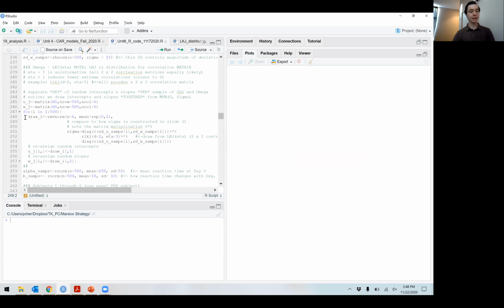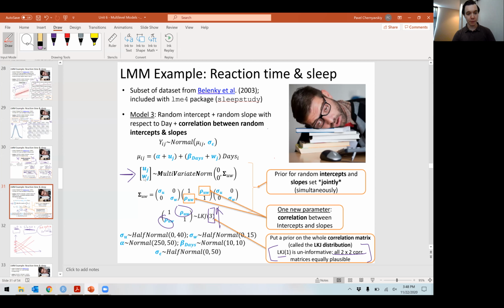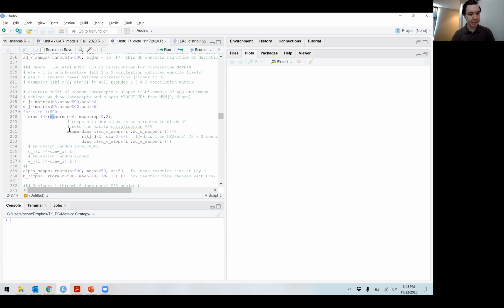So I'm still going to make a draw of 6, right? I'm doing this for 6 subjects. My mean will be 0. And this line right here is a random draw from a multivariate normal, MV norm, multivariate normal. I am performing this action right here where I have my arrow. And here my sigma is put together. I have a diagonal matrix with the ith sample of sigma U's and sigma W's.